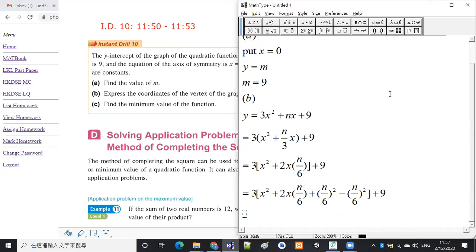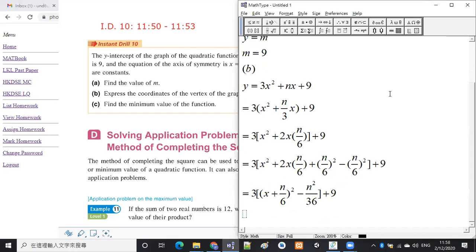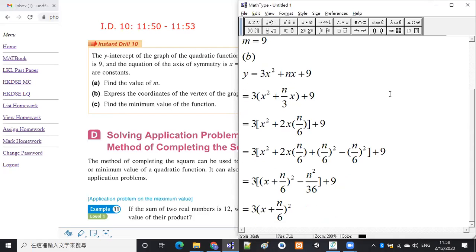Okay? And then the first 3 terms inside the square bracket will form a perfect square. X squared plus 2xy plus y squared becomes x plus y, bracket square. Okay? And then minus the n squared over 36 plus 9. That's right. Bracket and then plus 9. Okay? And then we need to multiply the 3 back to the square bracket. So 3 times x plus n over 6 squared. And then minus 3 times n squared over 36 becomes n squared over 12 plus 9.